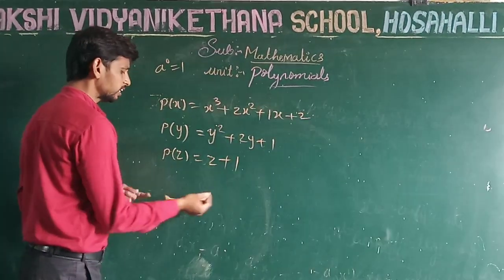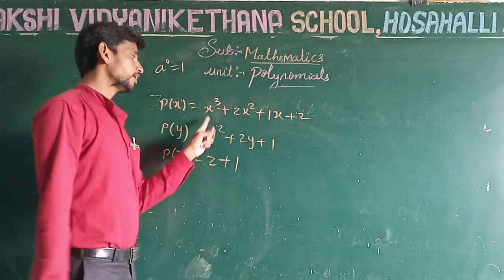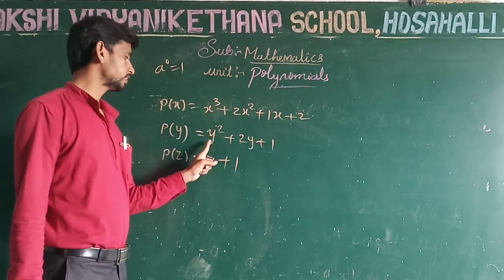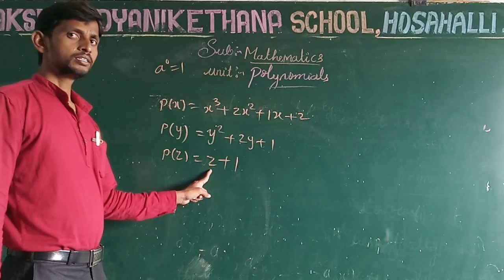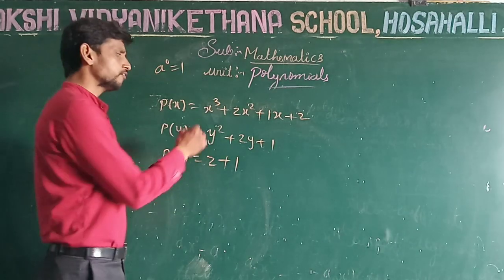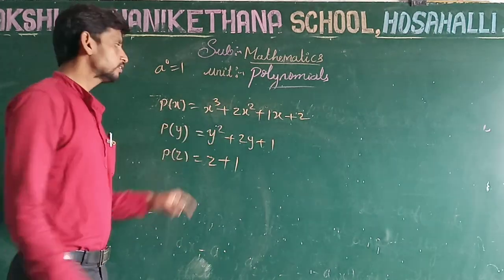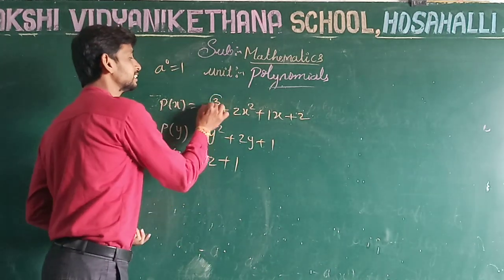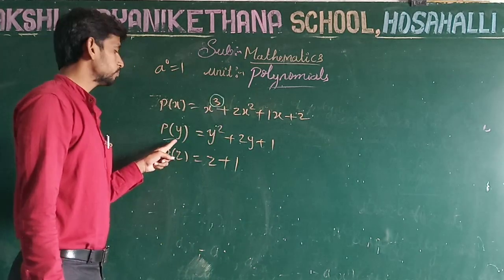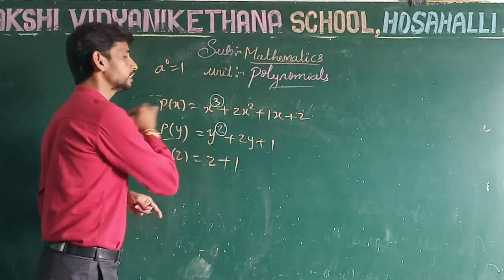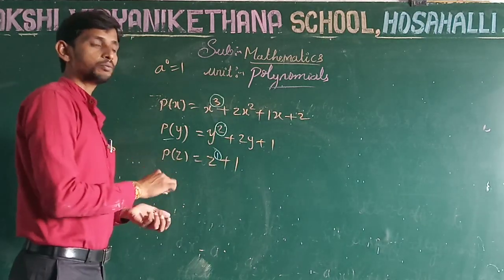Okay. Then I will write a constant. See, you already know that. What is the variable here? x is a variable. Here, y is a variable. z is a variable. See the exponent of this x variable. Which is the highest exponent? 3. Here, when we take y as the variable, 2 is the highest exponent. Here, 1 is the highest exponent.